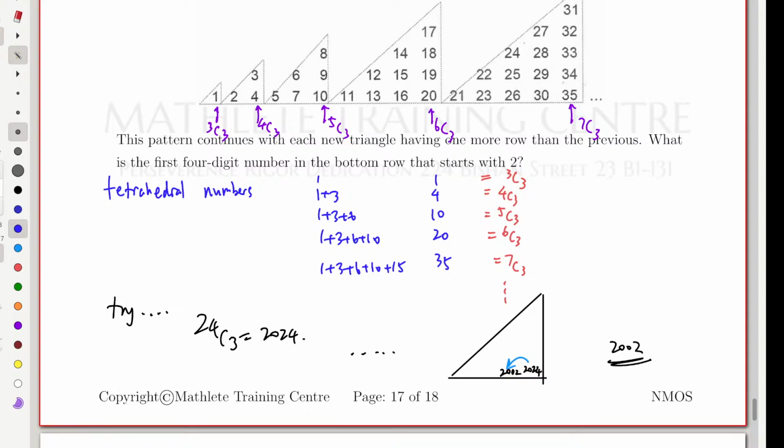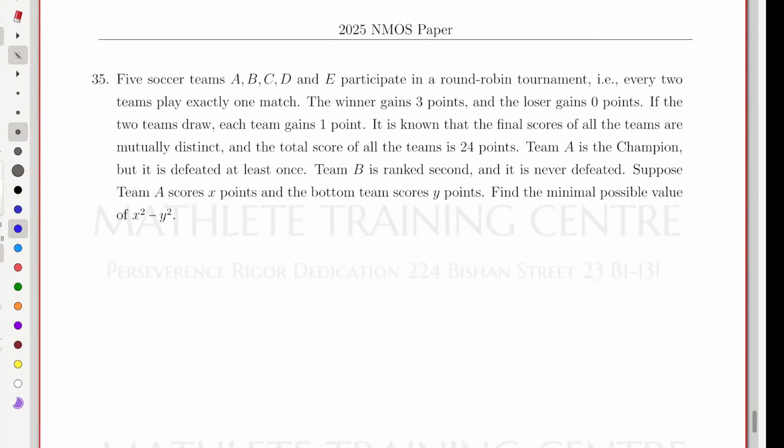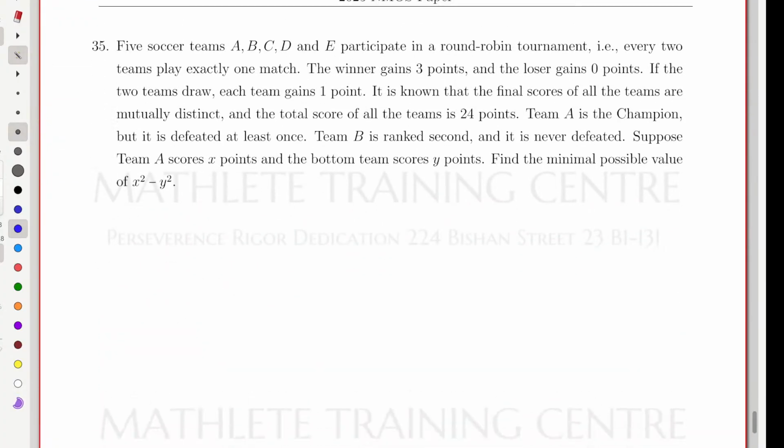Okay. Finally, the last question of this thing, we have a logic question. We have 5 soccer teams A, B, C, D, E participate in a round robin tournament. The winner gains 3 points, the loser gets 0, and if both teams draw, then they each get 1. The total score of all the teams is 24, and they are all going to be mutually distinct. So what does that mean? Mutually distinct just means they are all different.